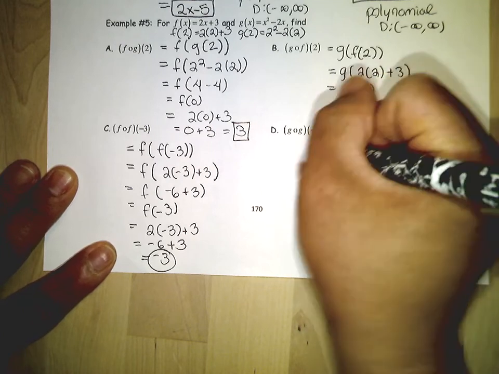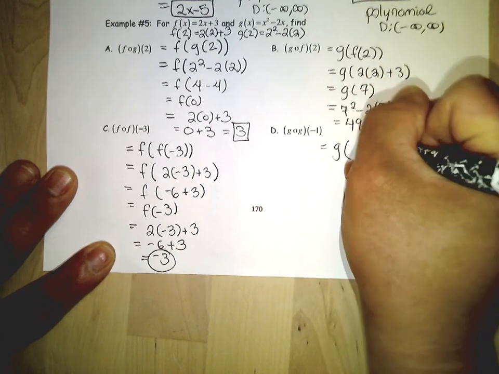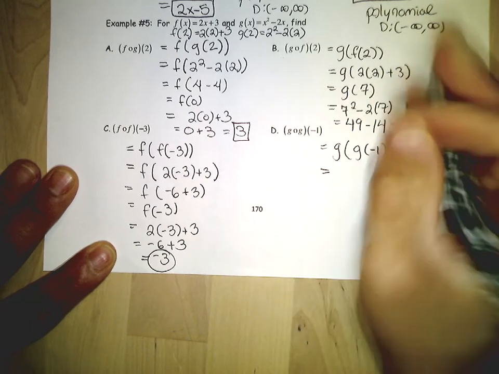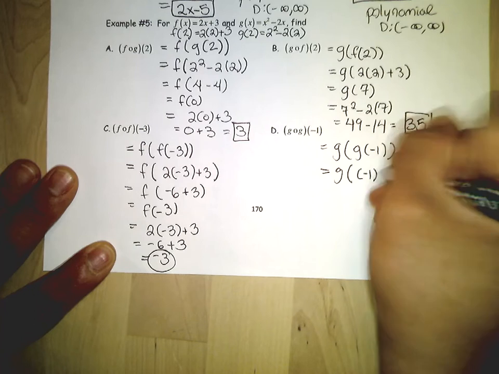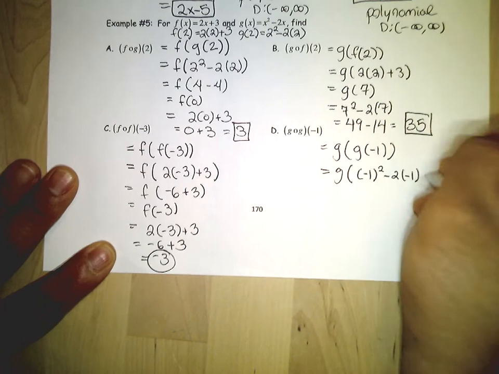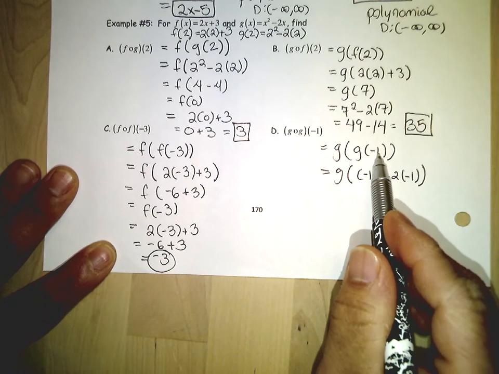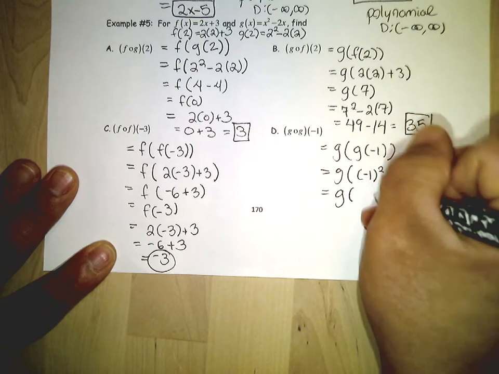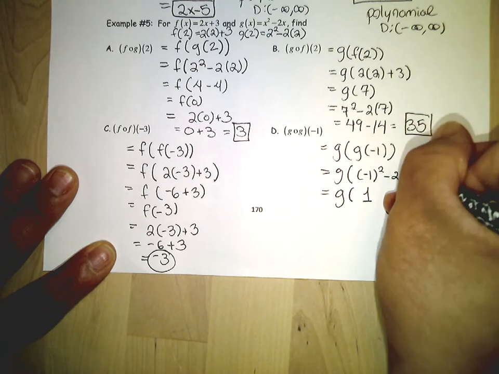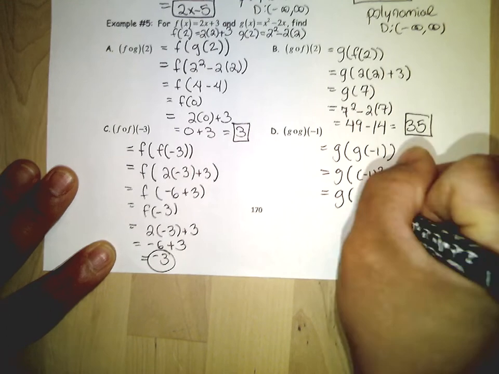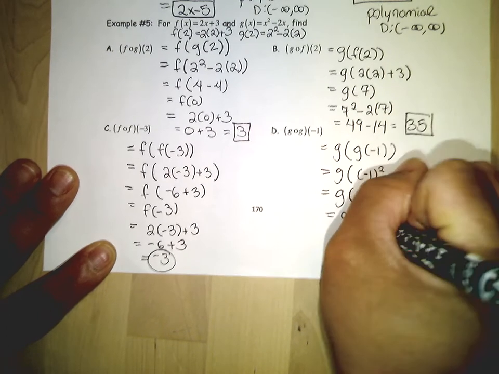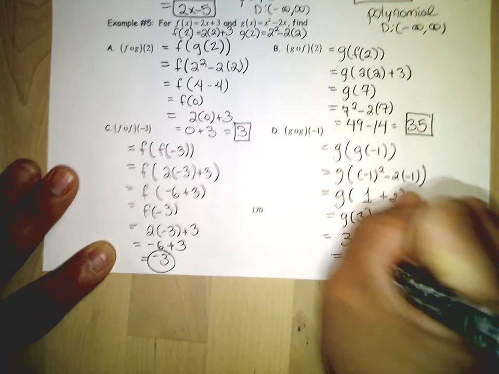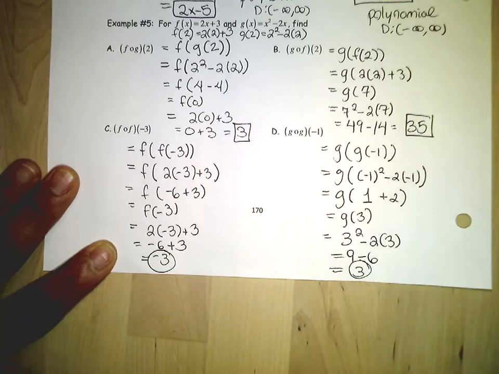All right, g of negative 1, rewrite that g of negative 1 like this. Substitute the negative 1 into g of x. Make sure to use parentheses extra carefully here because the x value we're substituting is negative. So negative 1 squared, remember, is negative 1 times negative 1, which is a positive 1. Negative 2 times negative 1 is a positive 2. 1 plus 2 is 3. And then g of 3 is 3 squared minus 2 times 3, or 9 minus 6, which is 3.